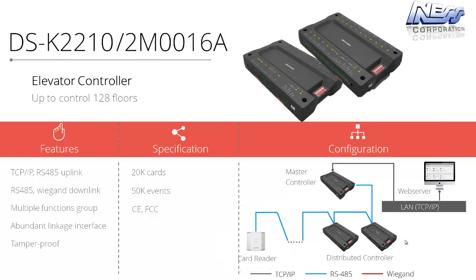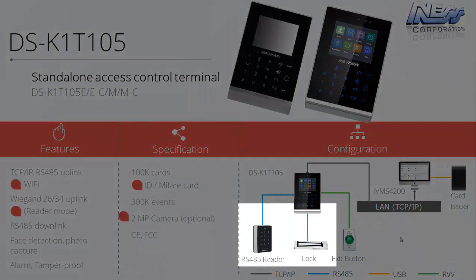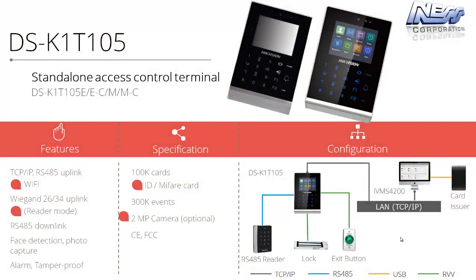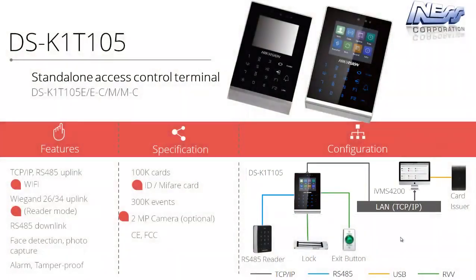Also available in the range are standalone access control terminals. These are one-door standalone systems that can support up to 100,000 cards and 300,000 events. They have an RS485 for connecting to an external reader if required, and also TCP to connect back to the software for programming, etc. If you can't hardwire a LAN to the terminals, you can connect to them via the onboard Wi-Fi network.